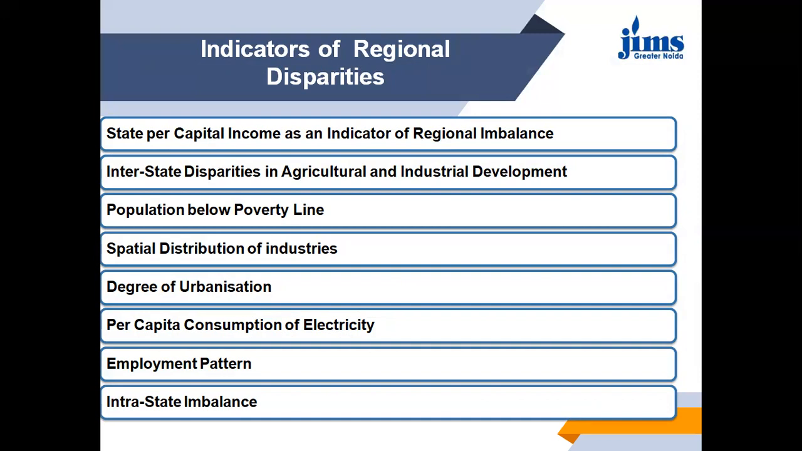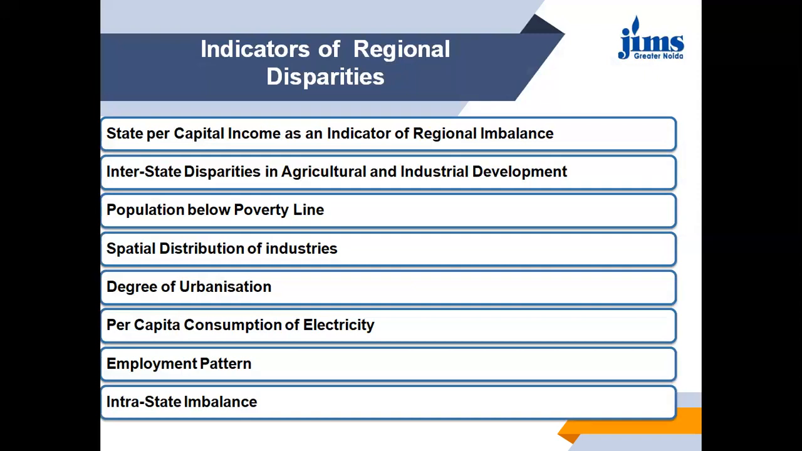Then degree of urbanization. Disparities in the degree of urbanization are another important indicator of regional imbalance. In respect of urbanization, the percentage of urban population to total population is an important indicator. The states maintaining a higher percentage of urban population than the national average include Maharashtra, Tamil Nadu, and Gujarat, followed by Karnataka, Punjab, Andhra Pradesh, and West Bengal.